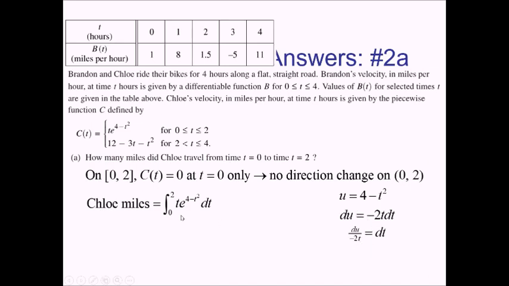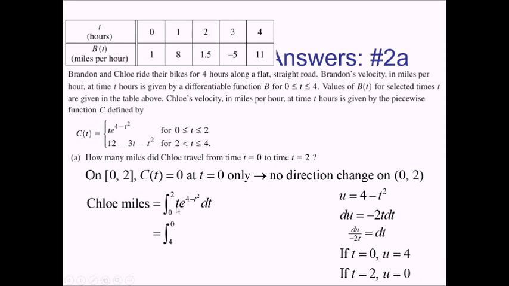I also need to get these t values to be u values instead for my limits of integration. So if t equals 0, then u is going to be 4 minus 0 squared, so 4. And if t equals 2, then u is going to be 0. So now we've done a whole bunch of prep work here. We're going to substitute a bunch of stuff in. So I now have the integral from 4 to 0, which is kind of neat. It's sort of a backwards interval there.